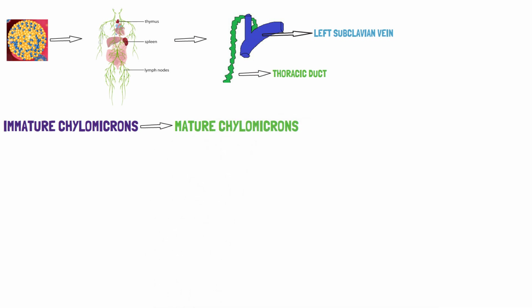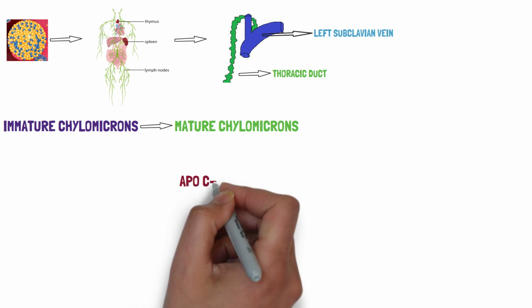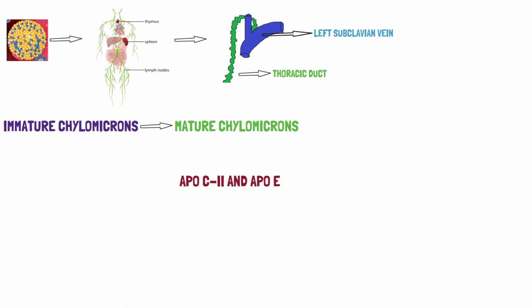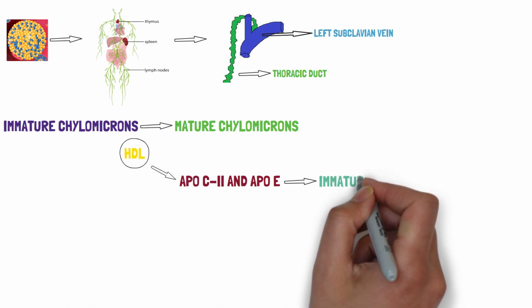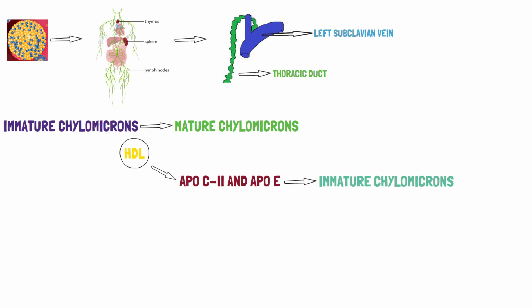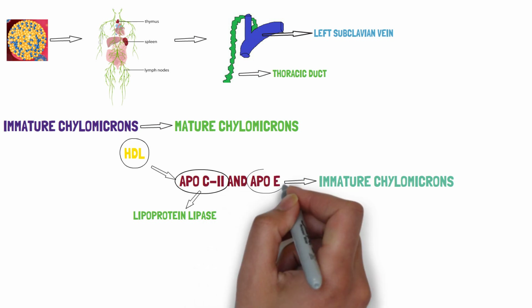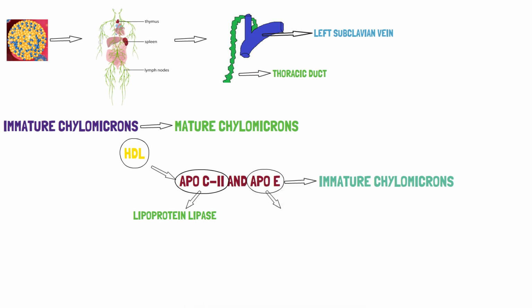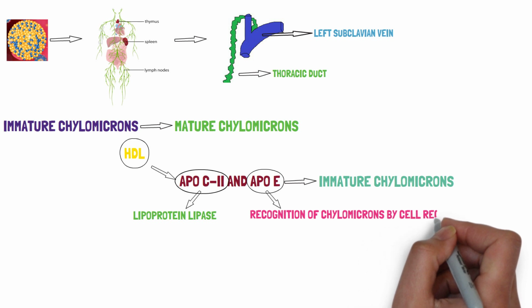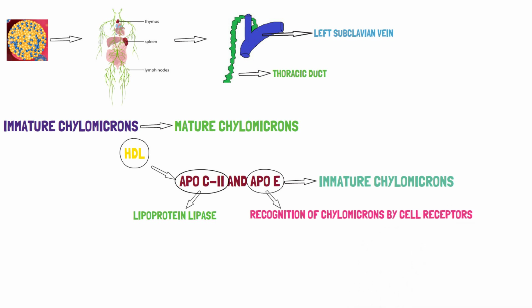This occurs by the transfer of apolipoprotein C2 and apolipoprotein E from the high-density lipoprotein particles to the surface of immature chylomicrons. Apolipoprotein C2 is an activator of the enzyme lipoprotein lipase. Apolipoprotein E plays a role in the recognition of chylomicrons by specific receptors on the surface of the cells.